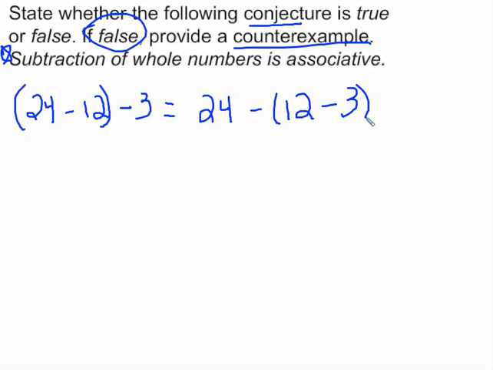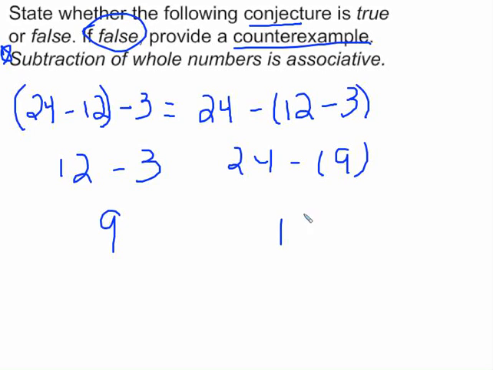So associatively, let's see. 24 minus, 12 minus 3 is 9. 24 minus 9, oh, that's 15. So these are not equal. So far this is false. Let's try some different numbers and see. Now at this point you want to pause because I'm about to erase these numbers. So if you haven't written these numbers down, you're going to want to pause.